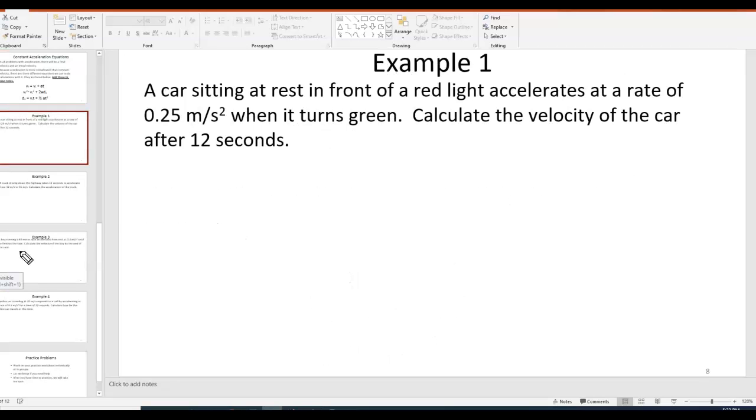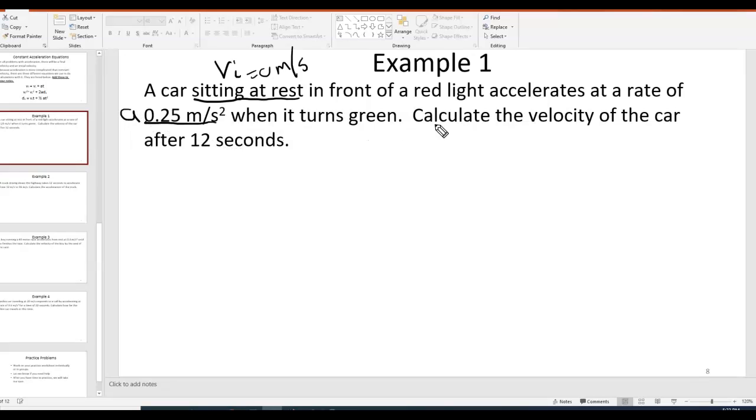Okay, example 1. A car sitting at rest in front of a red light accelerates at a rate of 0.25 meters per second squared. Now, the first thing I see is the car is sitting at rest. That means at the beginning of the problem, the car is not moving. So that means the initial velocity of the car, I'm going to label that as 0 meters per second. That is a context clue. So it accelerates at a rate of 0.25 meters per second squared. I look at this number and I look at the unit, meters per second squared. The only thing that has units of meters per second squared has to be acceleration. So I label this as A.